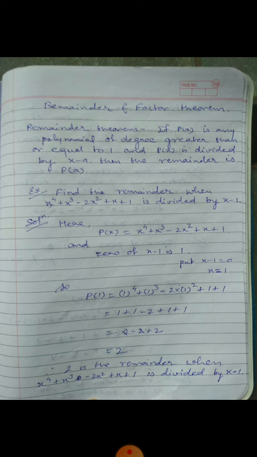the answer is 2. So here 2 is the remainder. So 2 is the remainder when this polynomial, x⁴ + x³ − 2x² + x + 1, is divided by x − 1. With the help of the remainder theorem, we find the remainder. Here the remainder may be 0 or not. This is very important for the remainder theorem.